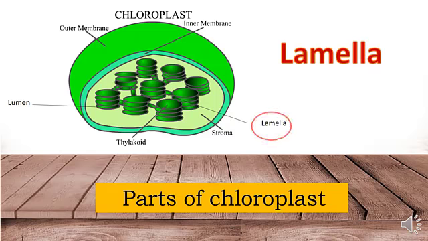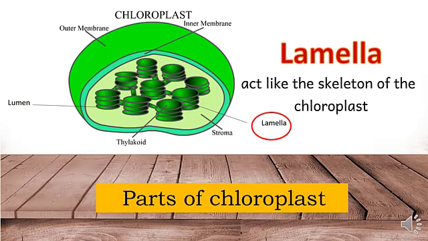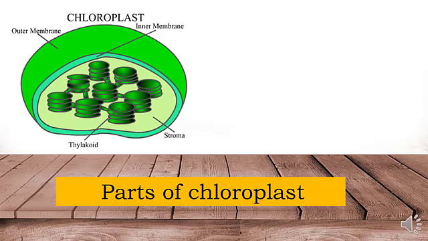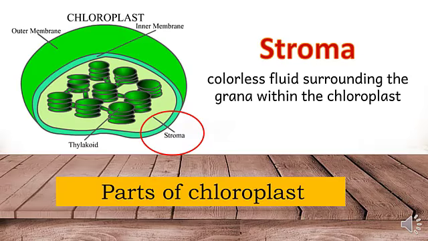Lamellae act like the skeleton of the chloroplast. The last part is called stroma. That is the colorless fluid surrounding the grana within the chloroplast.